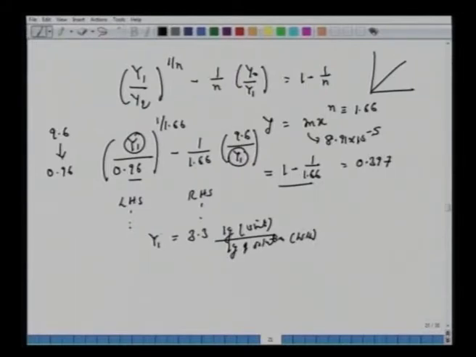Okay, so in fact, if you put the values of y1 here, 3.3 over 0.96, raised to the power 1.16, you will see that the left hand side and right hand side are very close to 0.397. You have to decide how much accuracy you want when solving this, or you can make use of some numerical technique. If you have taken a course on numerical methods, you can solve for this y1.